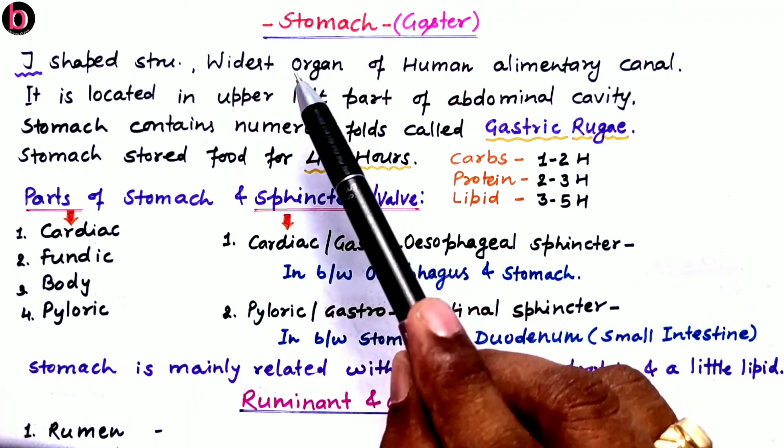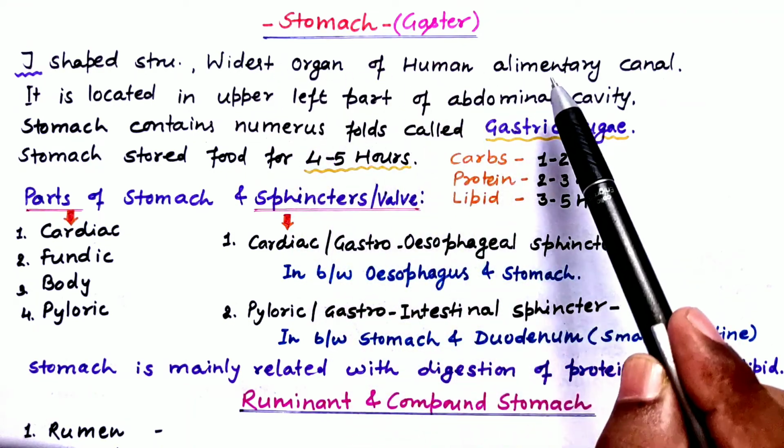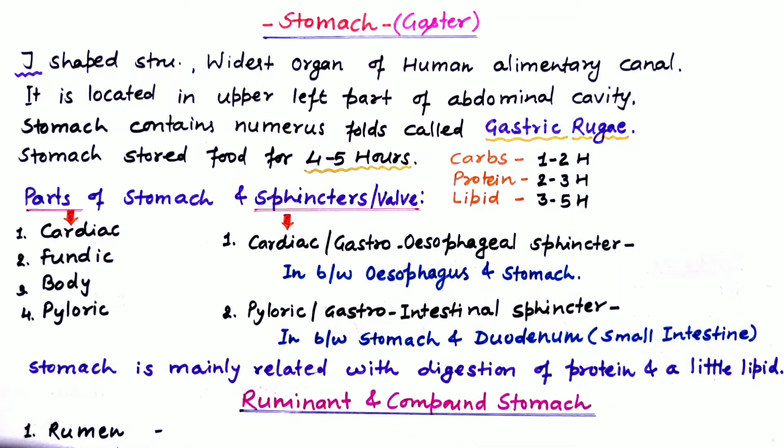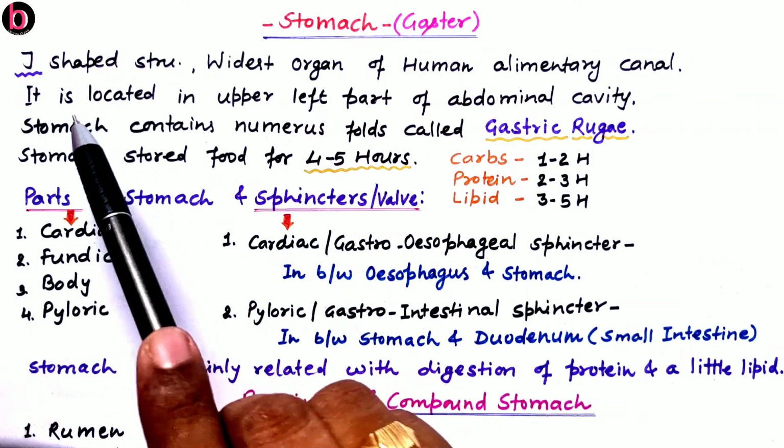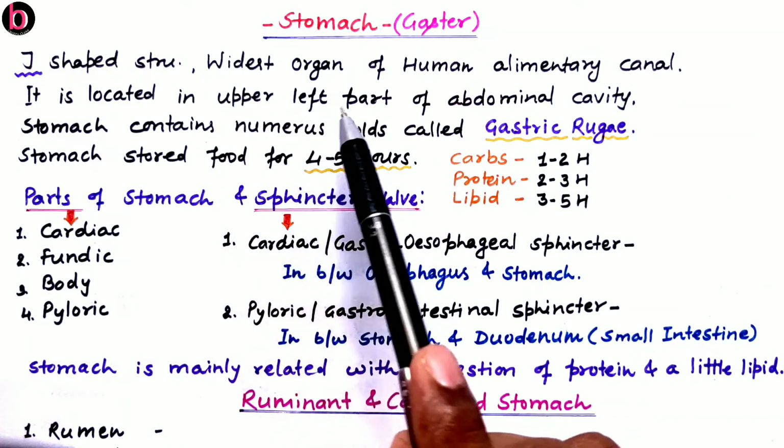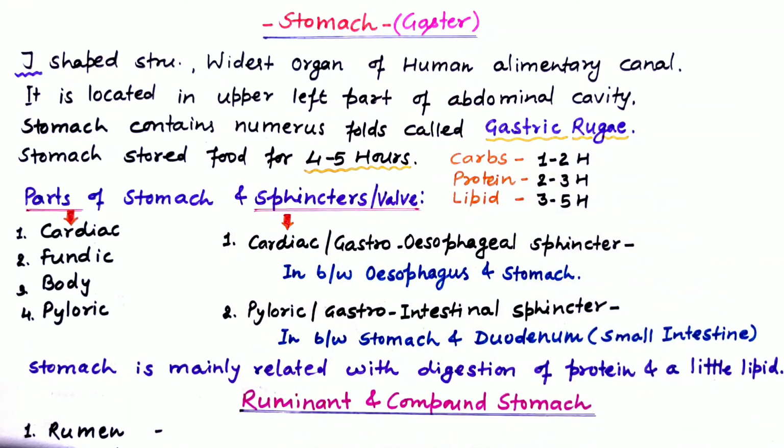This is also the widest organ in the human alimentary canal. The alimentary canal, we discussed, starts from the mouth and terminates with the anus, that is the last part of the large intestine. So the stomach is located in the upper left part of the abdominal cavity. We earlier discussed the abdominal cavity is the region just below the muscular flap, the diaphragm.